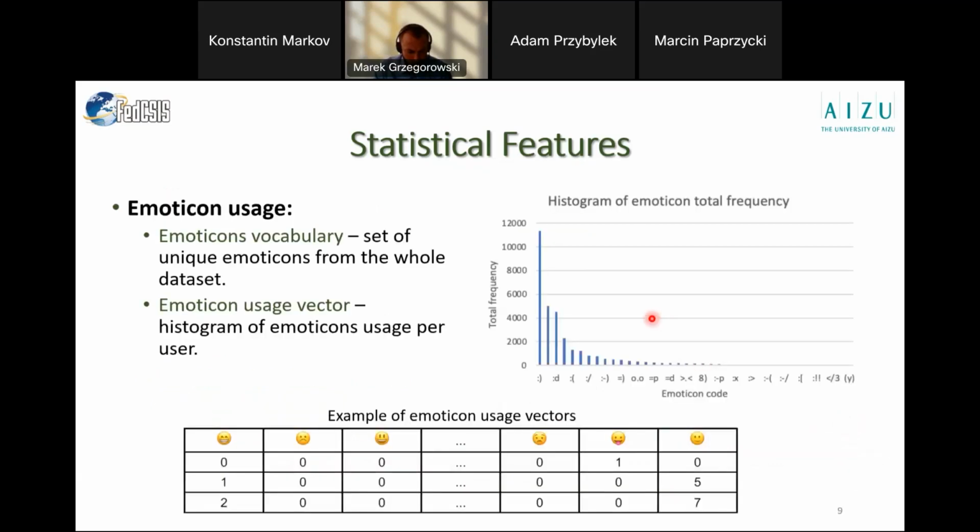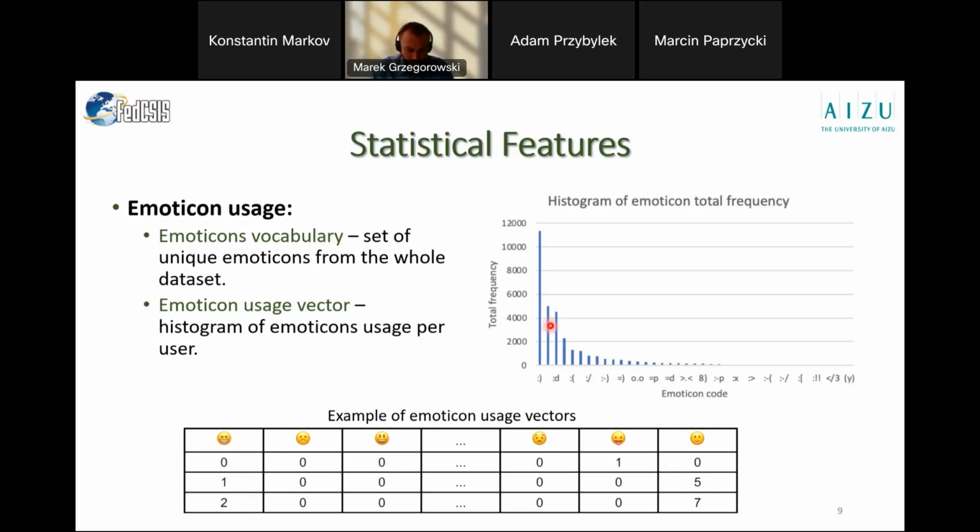Okay, so one more feature that we also extract is the usage of emoticons. People often use them to express some emotions. And again, we assume that what kind of emotions you express mostly is related to the personality. So again, we use the emoticon distributions per user as the feature vector. And here is an example of three feature vectors for three different users.